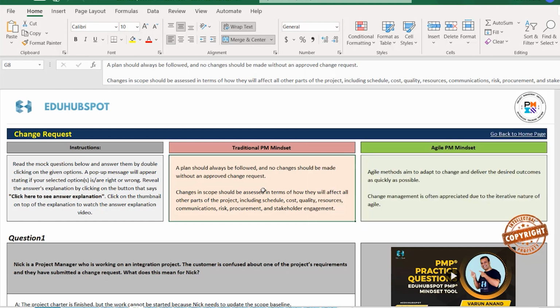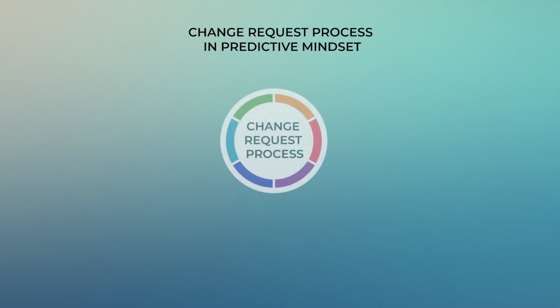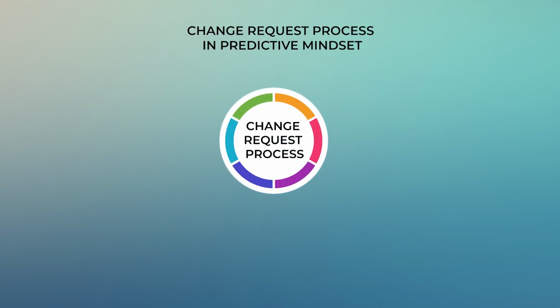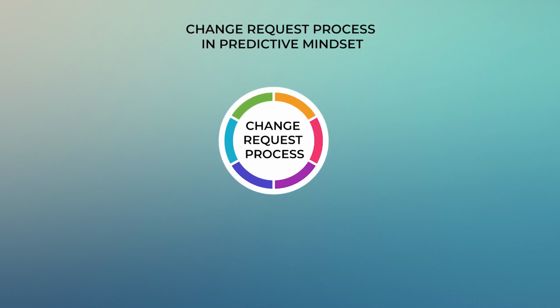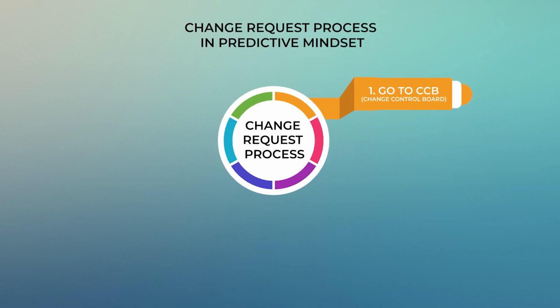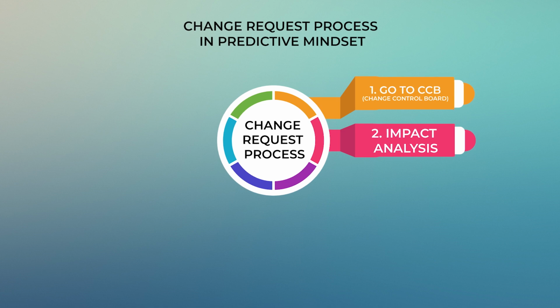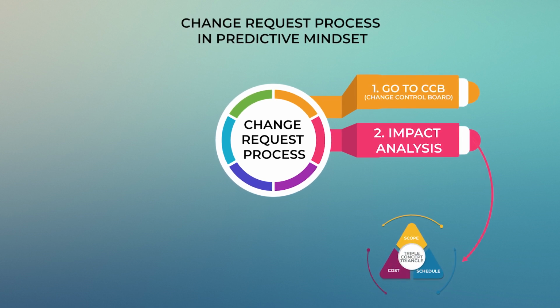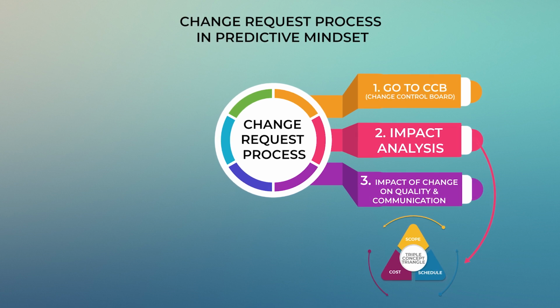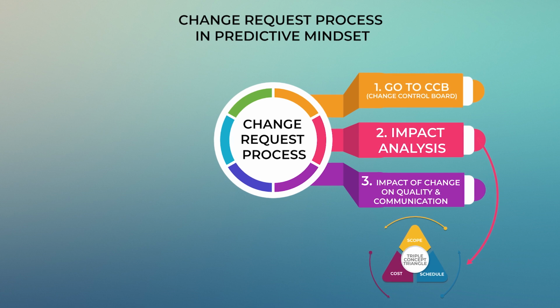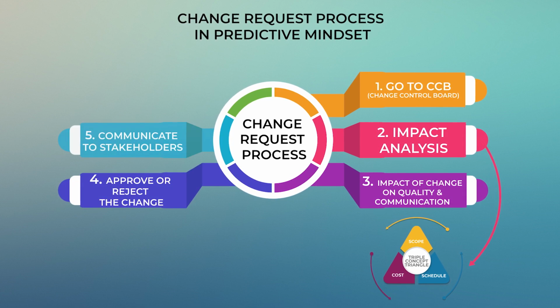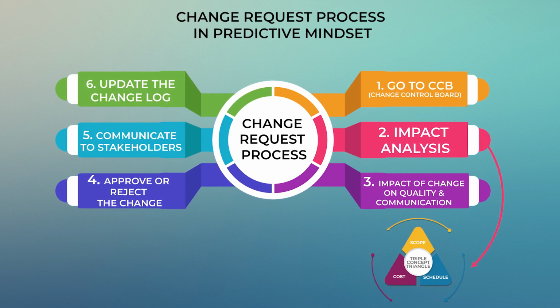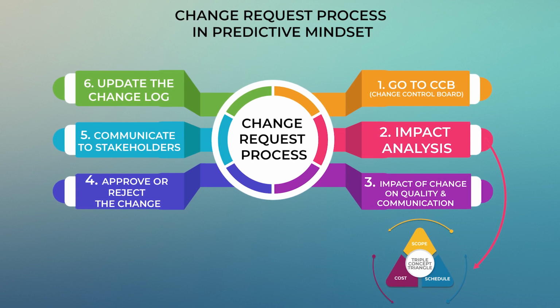So let me explain. I've tried to summarize in these two sections, but let me make it easier for you. In the traditional, predictive mindset, you cannot just go ahead and implement a change. You need to follow a proper change control process. Whatever the change would be, if a change is requested, the first step you will probably do is go to the CCB, change control board. You will do the impact analysis of that particular change with respect to the triple constraint triangle, which is scope, cost, schedule. And you would also take into consideration other factors like what is the impact of this change on quality, on communication. Once everything is done, you either approve it or you reject the change, and you communicate to the stakeholders accordingly. You update the change log. So it's a long and tedious process on the predictive side on how a change request is managed.